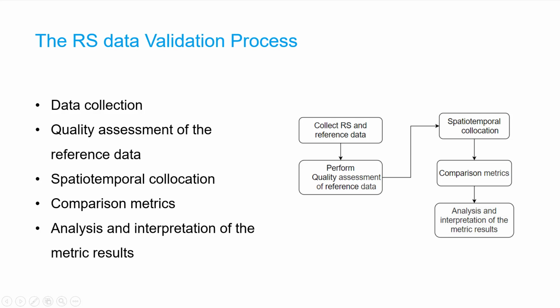The general validation process of remote sensing data includes the steps of collecting the data, both remote sensing and reference data, a quality assessment of the data, spatio-temporal collocation or spatio-temporal arrangement, comparison metric calculation, and analysis and interpretation of the metric results.